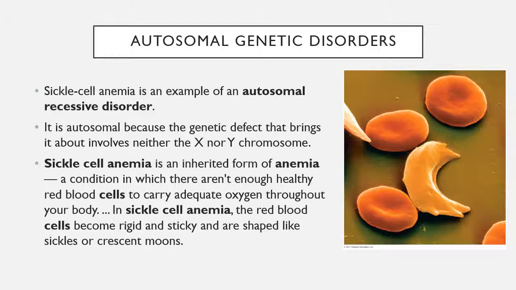Sickle cell anemia is an inherited form of anemia, which is where your blood cells can't carry adequate oxygen throughout the body. In sickle cell anemia, the red blood cells become rigid and sticky and are shaped like sickles, or this crescent moon shape. So here would be a normal red blood cell, nice and round, able to carry lots of oxygen. These sickle cell blood cells cannot carry the normal amount of oxygen and can lead to anemia.